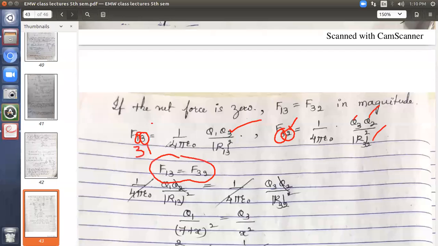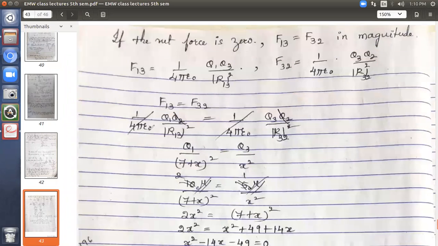It means we have attained this equation because net force is zero. When equal in magnitude and opposite in direction, only then will the net force be zero. So equate these two equations. If you equate them, these two get cancelled. Q2 will cancel. Remaining, all you write it. Q1 is in the numerator, here Q3 is there. Check what R13 and R32 are.